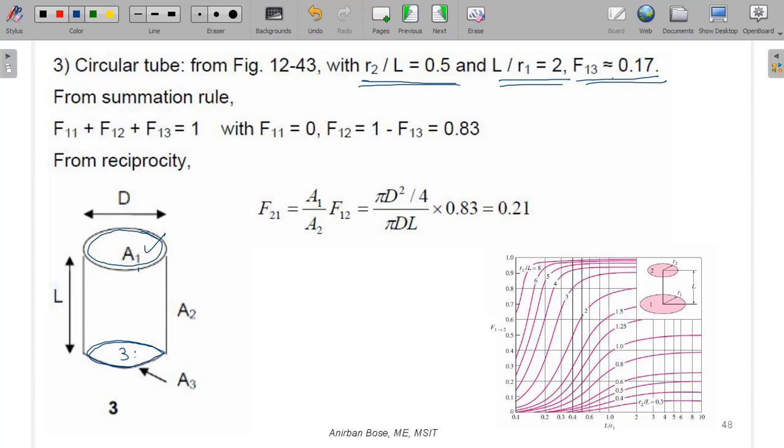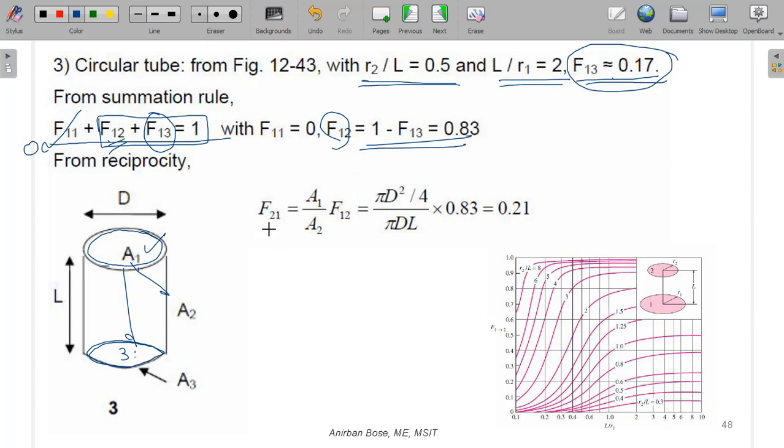Once you know F13, then you apply the summation rule between 1 to 2 and 1 to 3. 1 to 1 is 0, so F12 plus F13 is equal to 1. Already you have calculated F13, so you just put the value of F13 and you will get F12. Once you know F12, make use of the reciprocity relation, that A2 into F21 is equal to A1 into F12, and you just find out F21. Okay, so this is the procedure by which we can approach these problems.